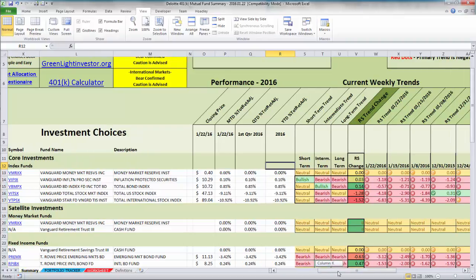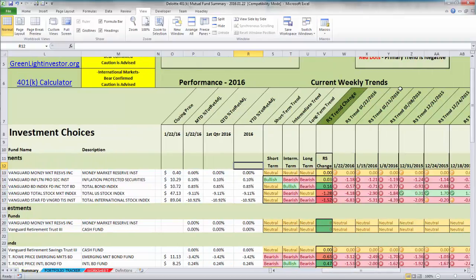And finally, on the right side of this worksheet, we have the current market trends. These are the weekly trends that will update each week. The most important column that I like to look at is column V. I use that as a relative strength change on a week-over-week basis.